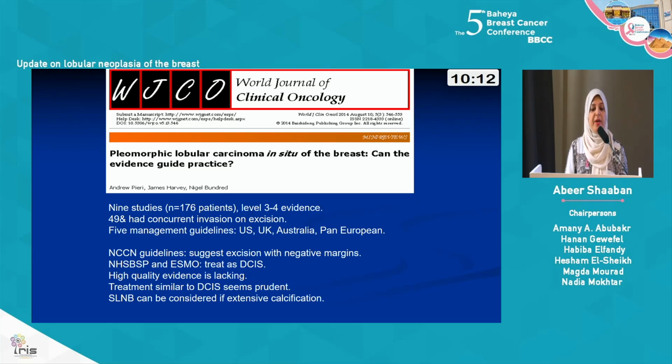So how about the management of pleomorphic LCIS? Again, a nice study from the UK looking at previous studies with level 3 to 4 evidence, and they have looked at the guidelines. NCCN guidelines would say if it is PLCIS, excise with negative margins, same in the UK and ESMO. So all the consensus for PLCIS is treat as high-grade DCIS. And they can even recommend sentinel lymph node biopsy if extensive calcification.